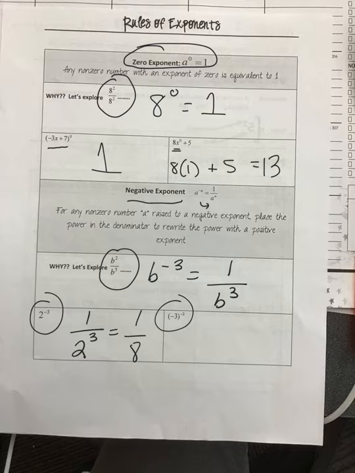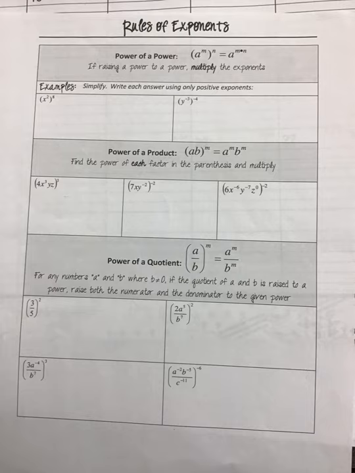And then the next one should be 1 over negative 3 to the third power. If you type this one in your calculator, you should get negative 1 over 27. Power of a power. Let's do these two first.